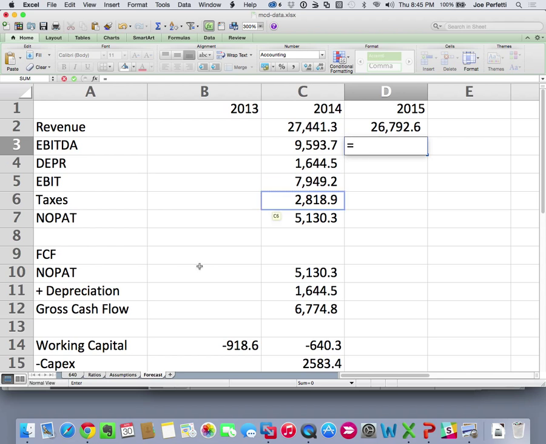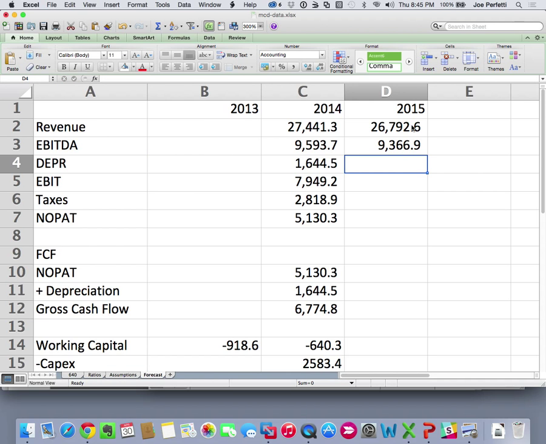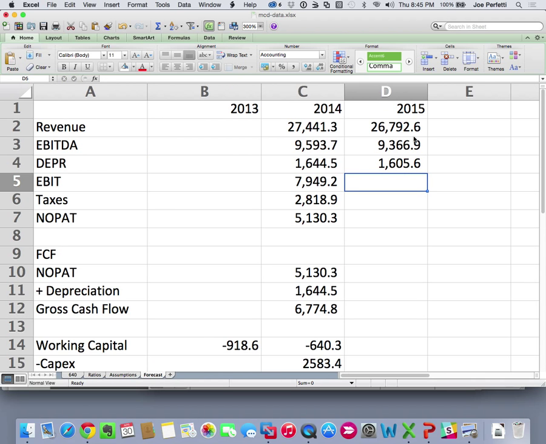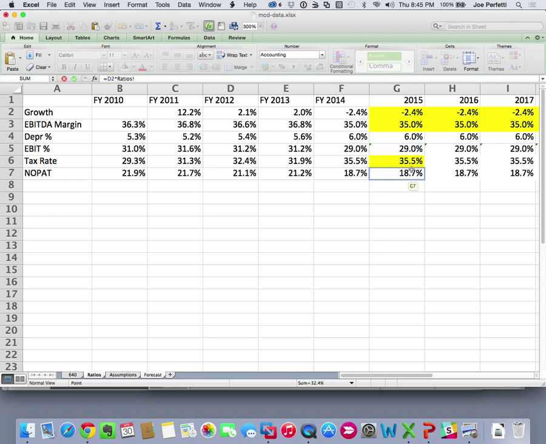What is my EBITDA? Equals that 2015 revenue forecast times my 2015 EBITDA margin. What is my depreciation? Equals my 2015 revenue forecast times my depreciation as a percentage of sales. My EBIT is my EBITDA minus my DA, right? My taxes equals my revenue times the tax rate.